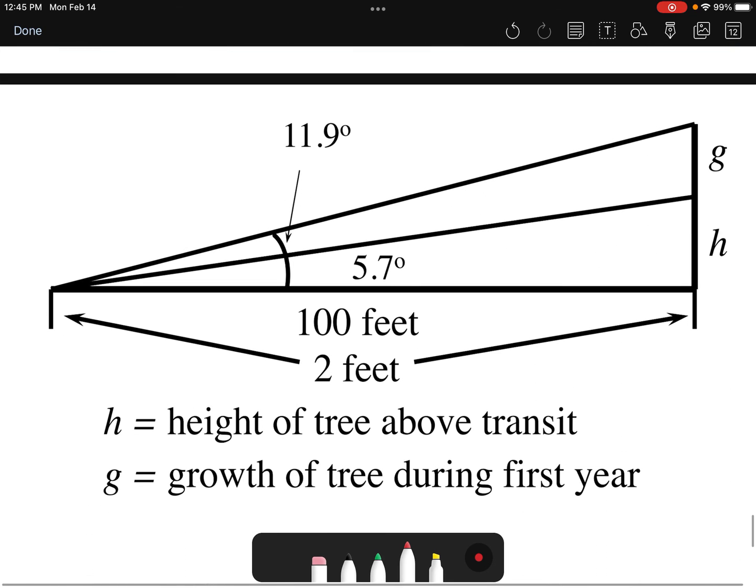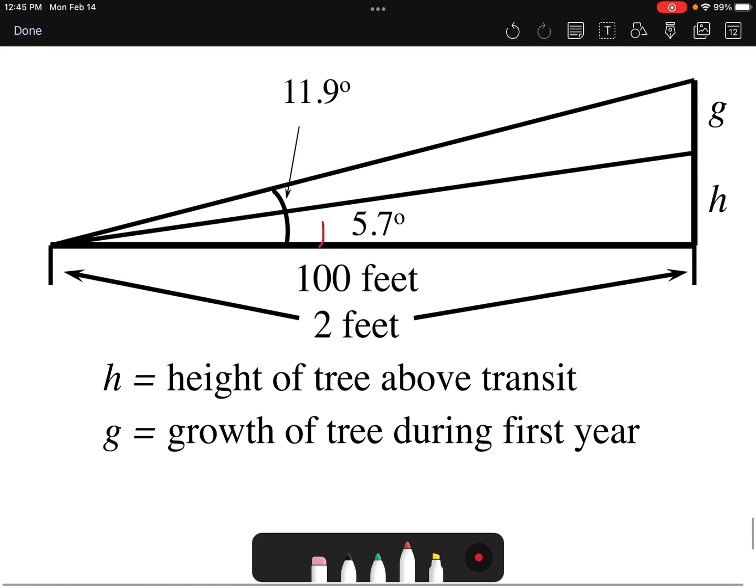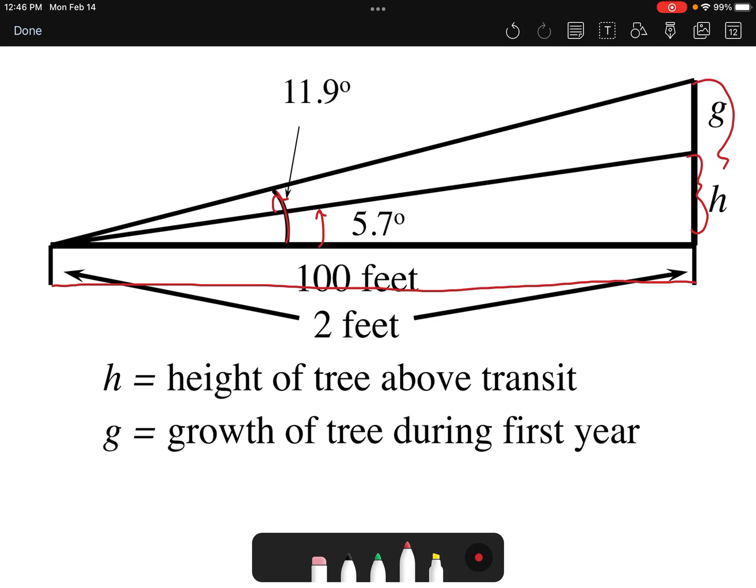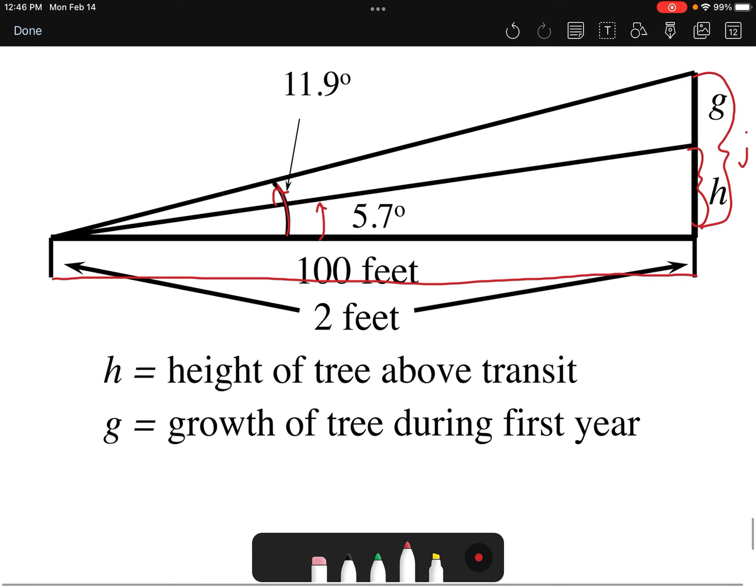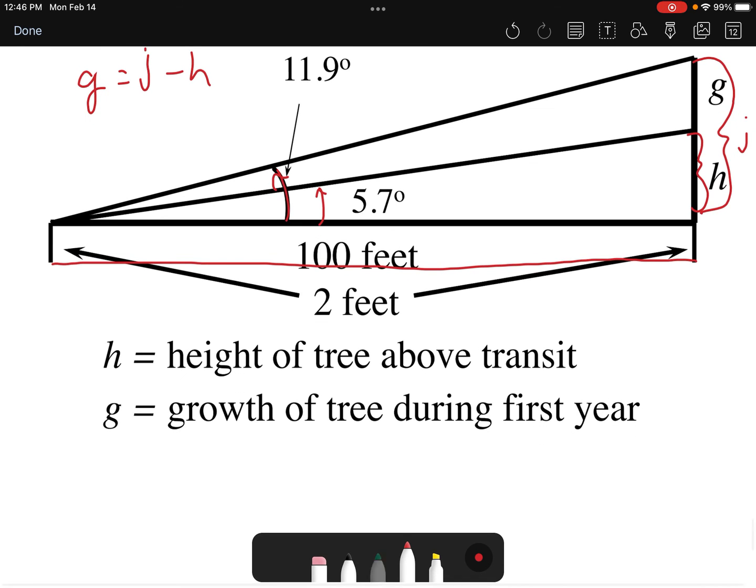Well, this is what the picture would look like, much like the one we just did. This is 5.7. This is 11.9. The 2 feet is kind of negligible. We don't even really need that with the ground. But we can't find H and G, can we? Well, we can find H, but we can't find G until we find, let's call it J. And then G would equal J minus H.